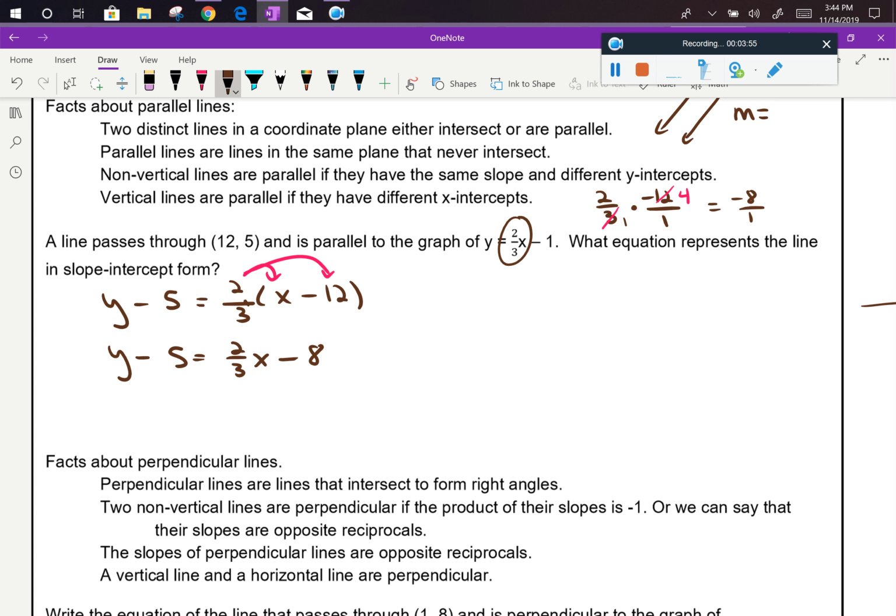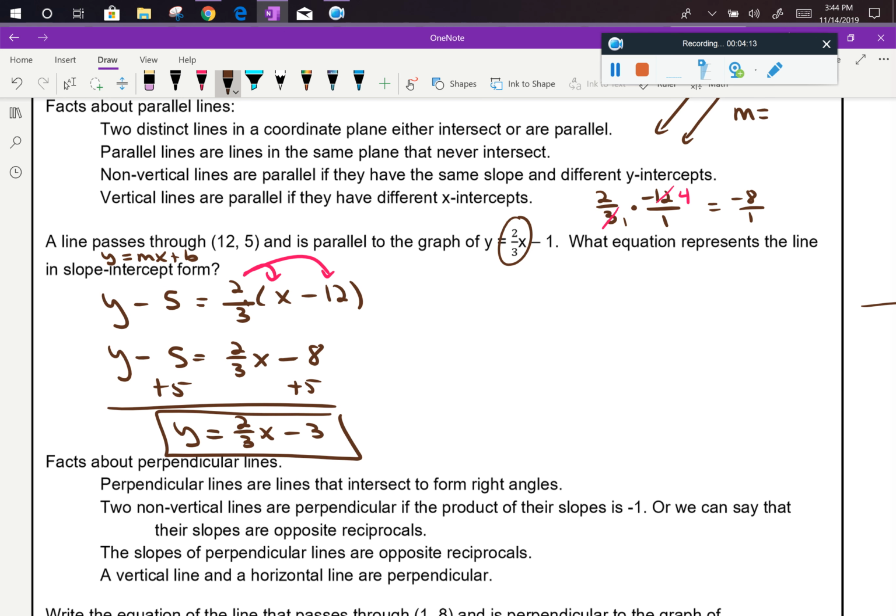Now, that still doesn't look like slope-intercept form. Remember, slope-intercept is y equals mx plus b. But we're awful close. If we just add this 5 to each side, we'll have what we're looking for. y equals 2/3 x minus 3.